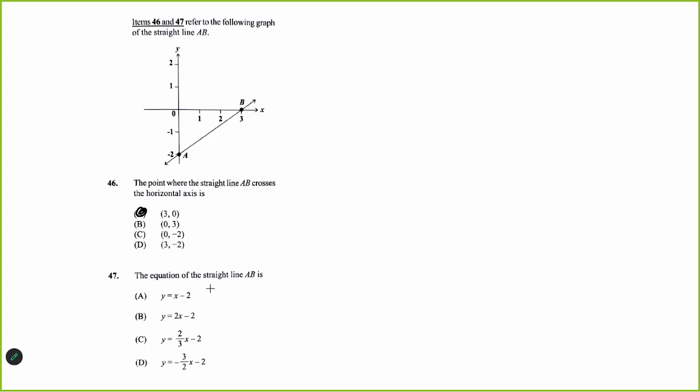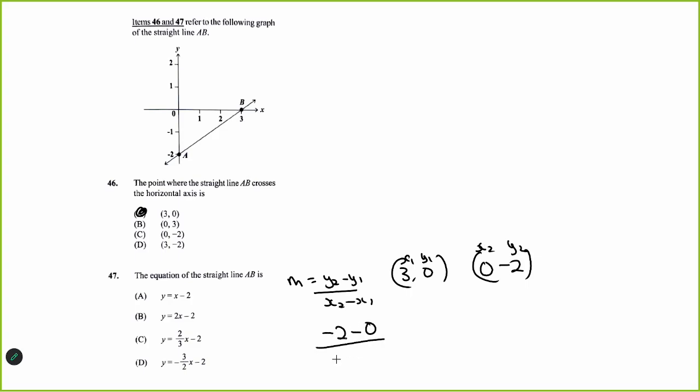The equation of the straight line AB, so we need to find the gradient first. Gradient is y2 minus y1 over x2 minus x1. You have two coordinates. When x is 3, y was 0, and when y was negative 2, x was 0, so 0, negative 2. So my gradient, this is x1, y1, x2, y2, so it'll be negative 2 minus 0 over 0 minus 3. That's negative 2 over negative 3, which is 2/3. So the gradient is 2/3.